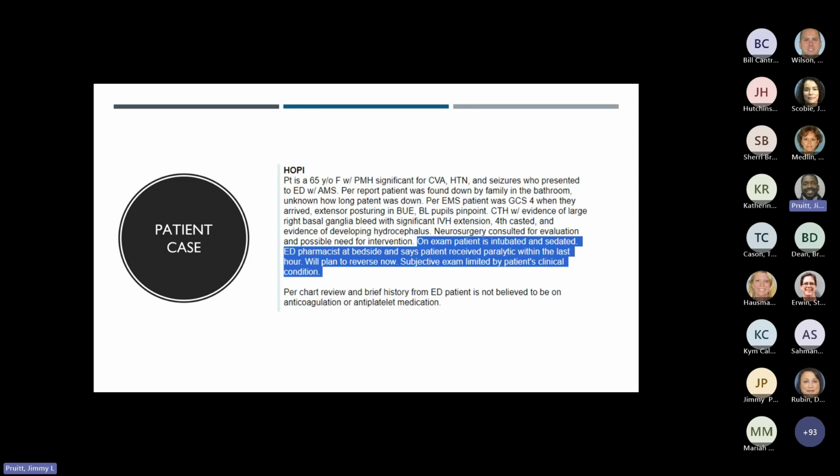Now, I want to caveat with a few cases that I've seen at our own shop here. This was a patient that I was involved in the care of, a 65-year-old female that presented with a head bleed, and I'll jump straight to the point here. On examination, the patient was intubated, sedated, and the ED pharmacist at bedside says patient received paralysis within the last hour or plan to reverse. Subjective exam limited by patient's condition.